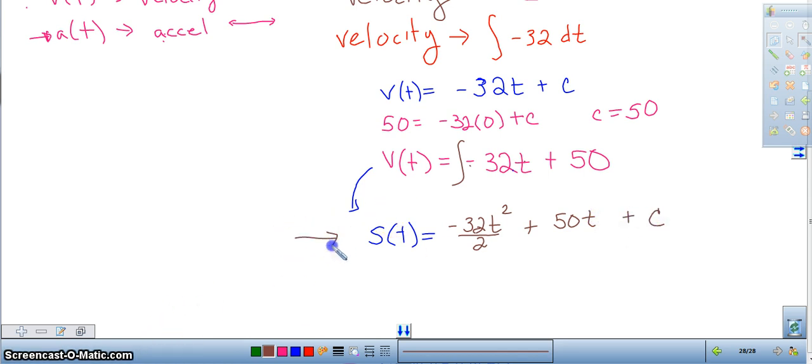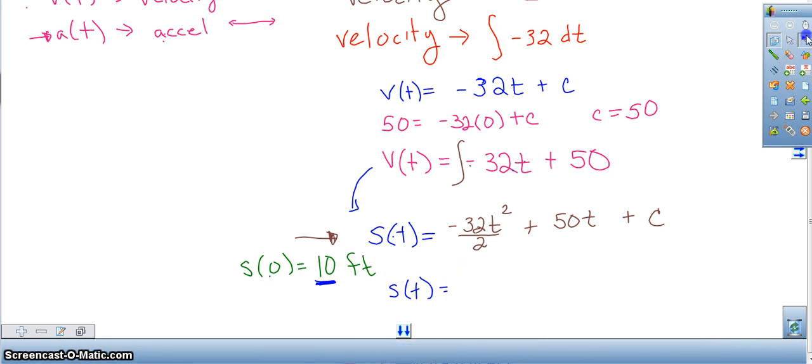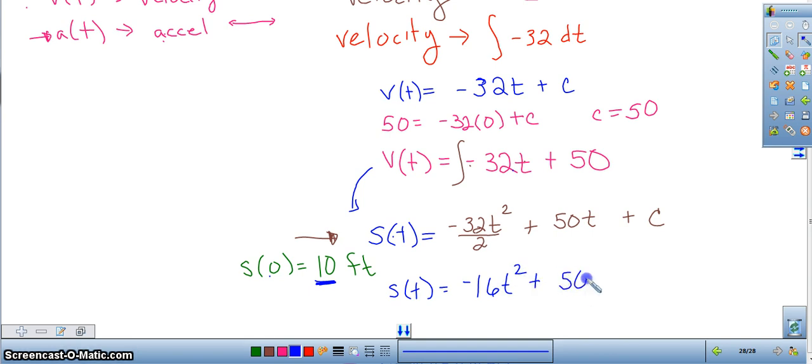This is the general solution for the position. Well, let's pretend that I say s of 0 equals 10 feet. I'm just making something up. So let's pretend that my initial height, because it's time 0, was 10. So if I plug 0 in here and put 10 here, I'm going to get 10. So my position function is, let's make that negative 16 instead of 32 over 2: negative 16t squared plus 50t plus 10.